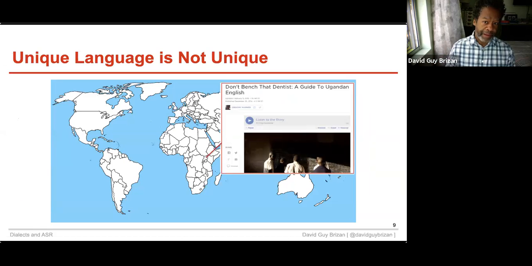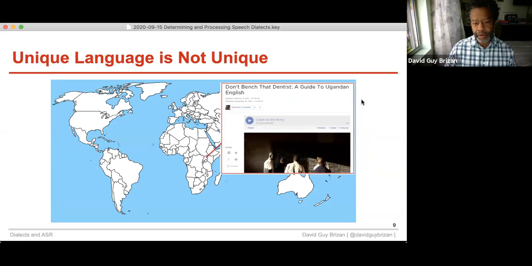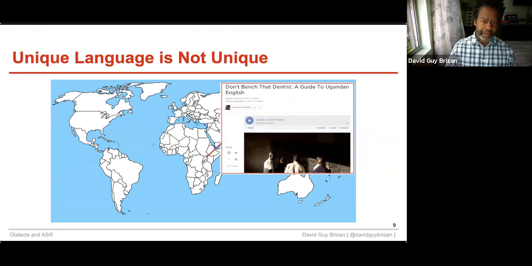But the fact that we have some unique language in Trinidad is not in and of itself unique. So there was this article on NPR. It's a few years old now. But there was this article on NPR about Ugandan English, and the title was "Don't Bench That Dentist," and I had no idea what it meant. I had to read the entire article to find out what it meant.